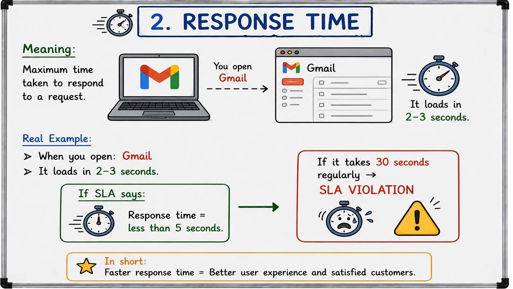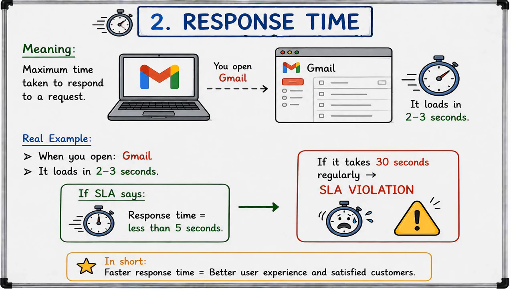Now, if the SLA says response time is less than 5 seconds, then it clearly defines the maximum allowed time. This means that every request should be completed within 5 seconds, and an occasional slight delay is acceptable, but most responses must be within the limit.